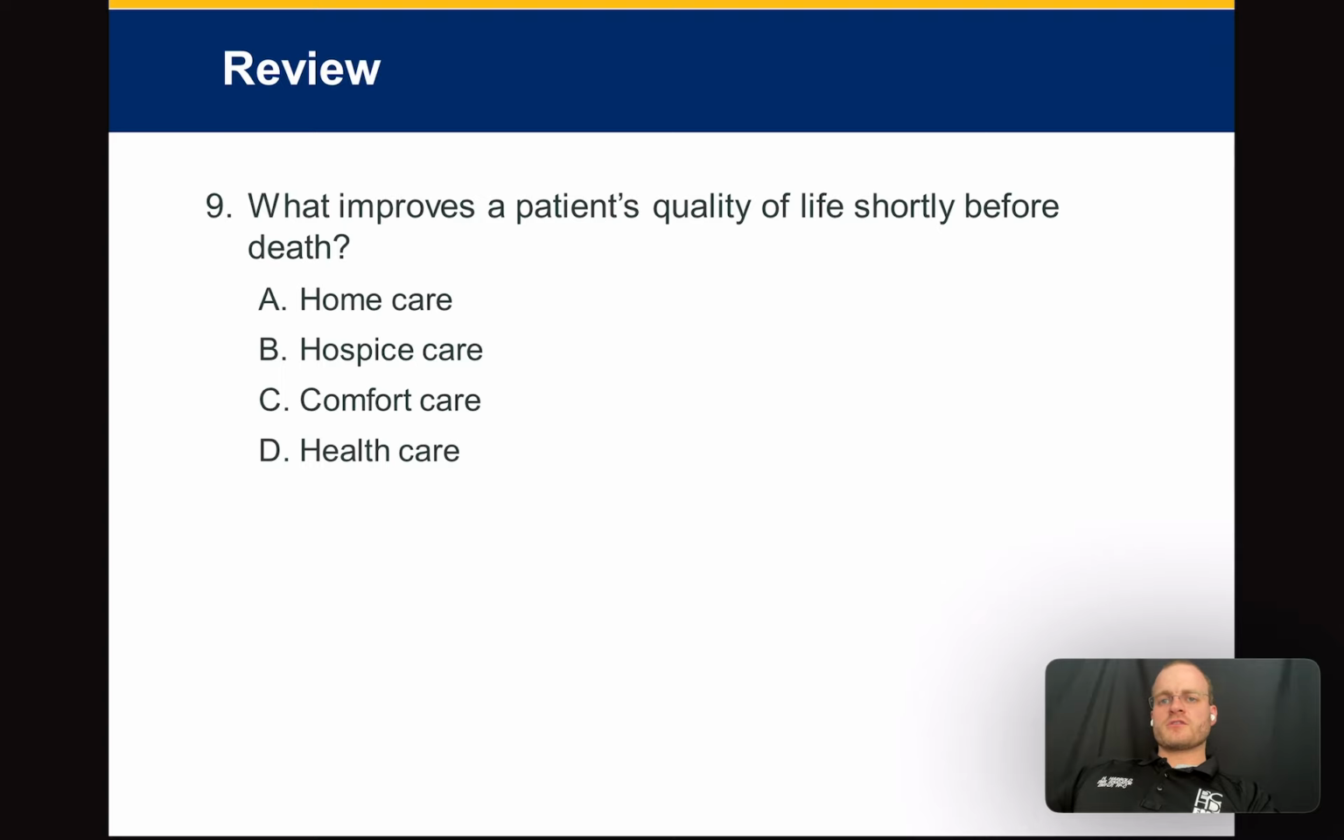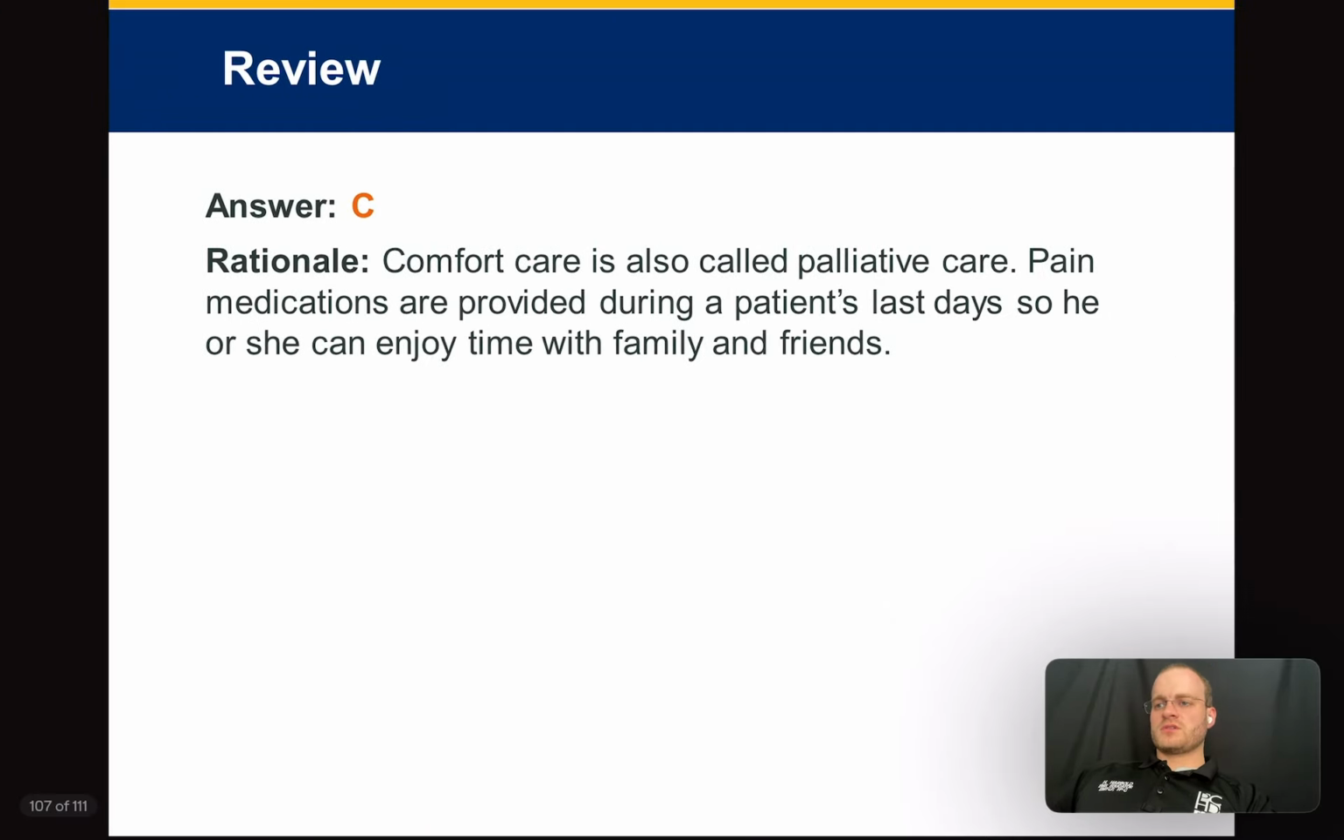What improves a patient's quality of life shortly before death? Comfort care. Yeah, comfort care. We give them pain medicine. Lots of pain medicine, powerful pain medicines. Because if they quit breathing, great, they're about to die anyway, so we'd rather them die without pain.